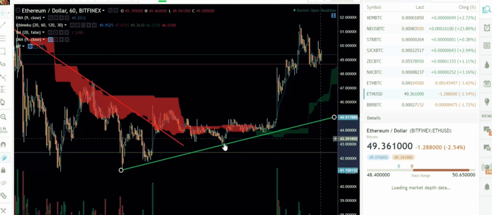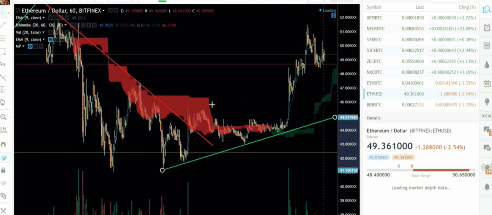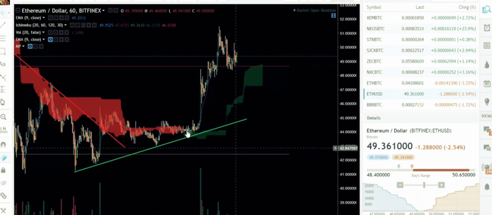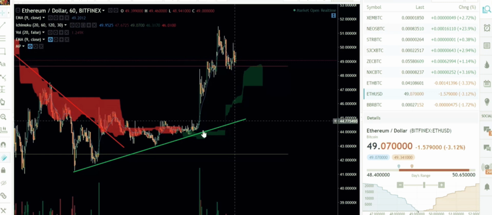But then we came back to this line and we chopped around in here until we could establish that we got above the hourly cloud. As soon as this thing got above the hourly cloud, it took off. I mean, literally, you can see it right here. As soon as it established that there's any kind of idea that this thing is getting bullish again, boom, it broke right out.